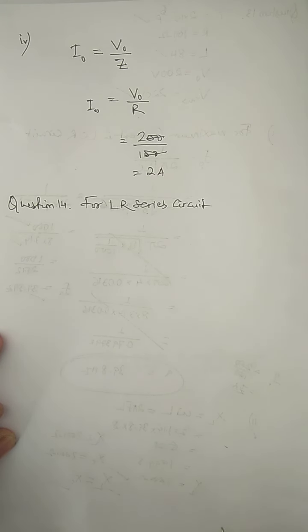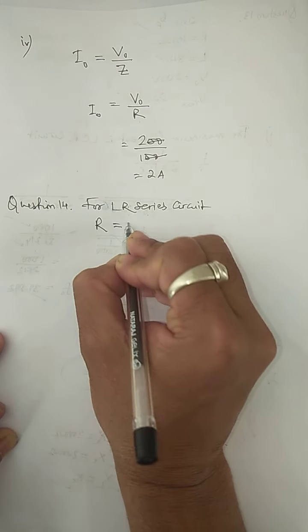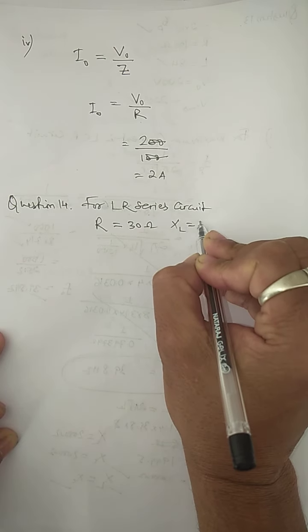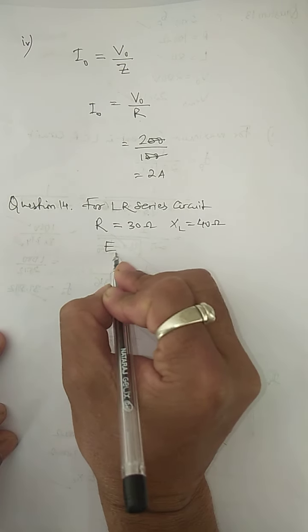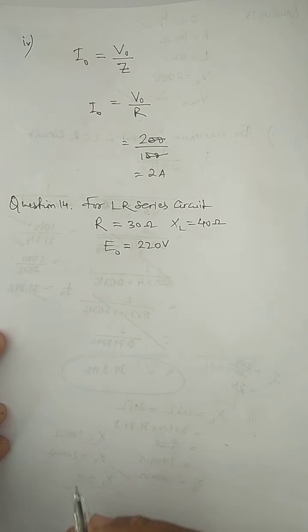And children, in the question, what is given? The resistance is given. For this question 14, resistance is given as 30 ohm. Your inductive reactance is given as 40 ohm. The peak value of the EMF, that is E naught, is given as 220 volt. So what do we need to calculate for the first part? The impedance of the circuit.